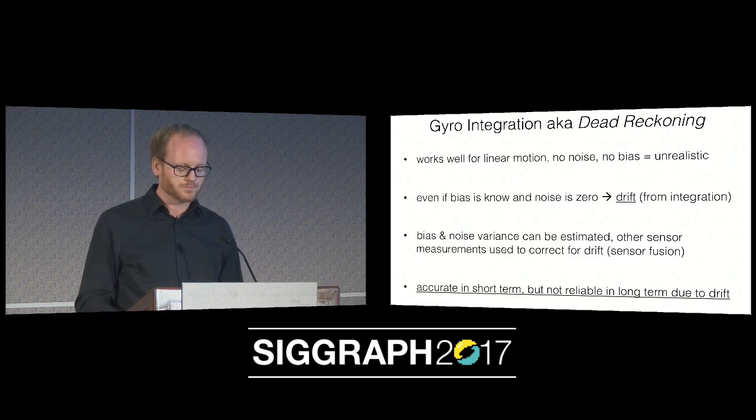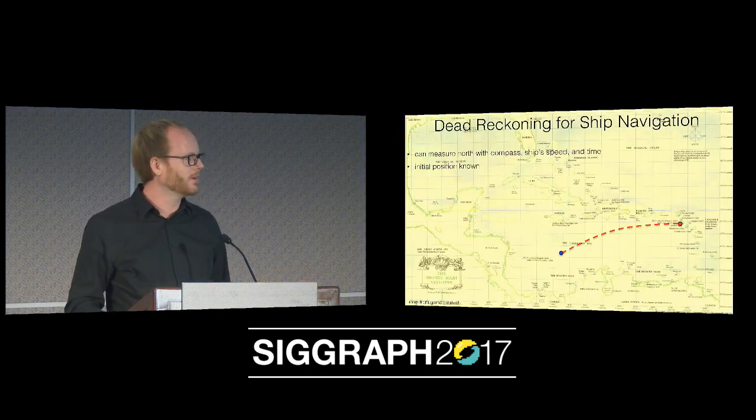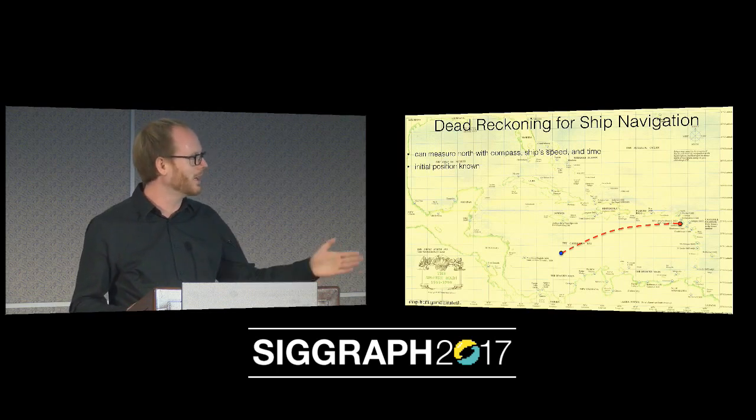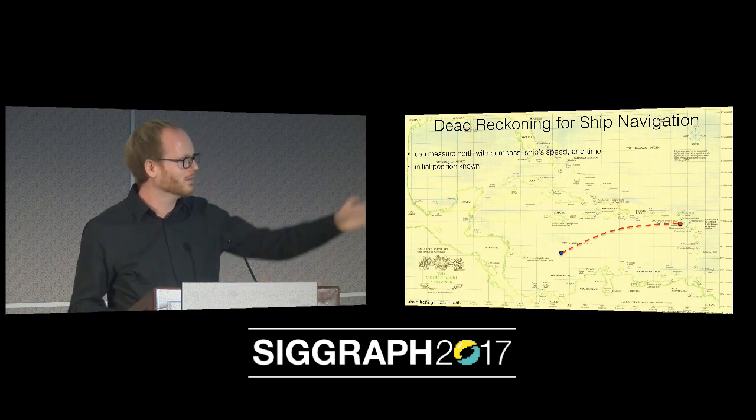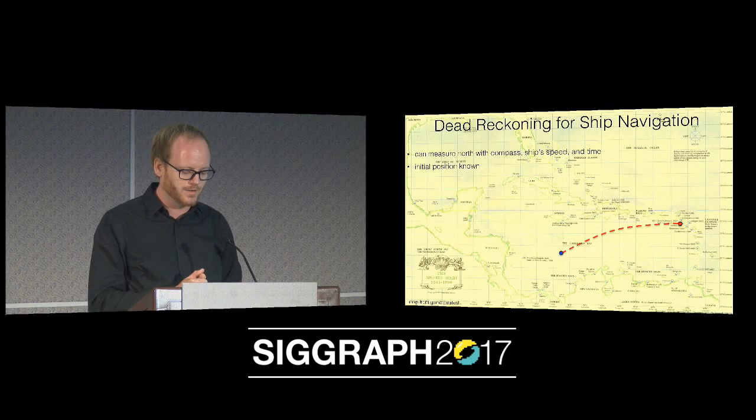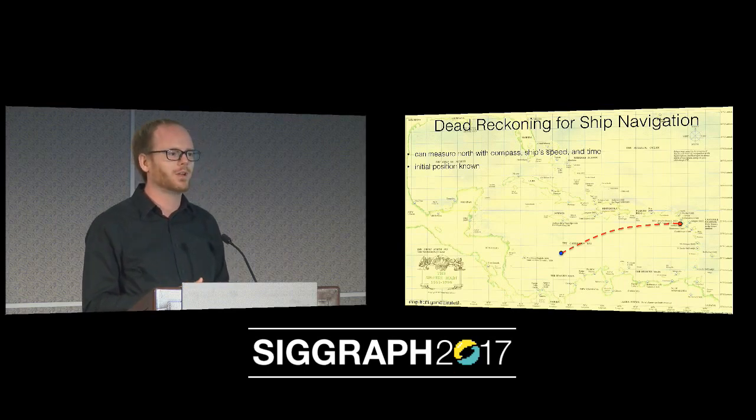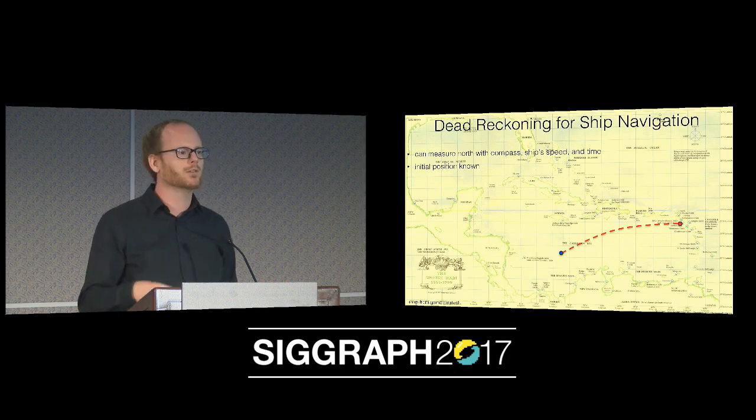So the gyro measurements are very accurate in the short term, but they become unreliable in the longer run due to the drift. And I like to show this map of one of my favorite games that I used to play back in the day. It's called Pirates. Navigate through the Caribbean and conquer a bunch of islands here. So think about what people had for navigation back then on a ship. You have a compass that points north, and you can maybe measure your velocity every once in a while.